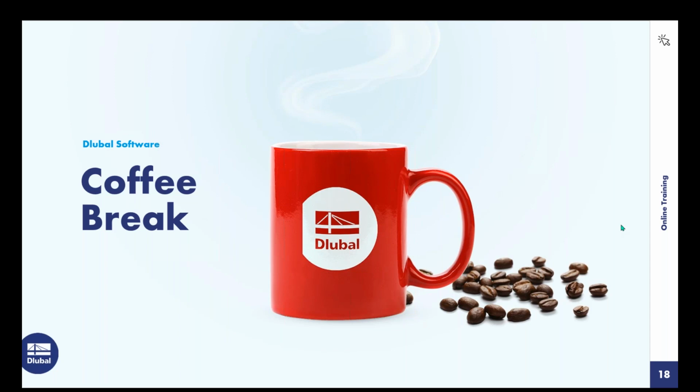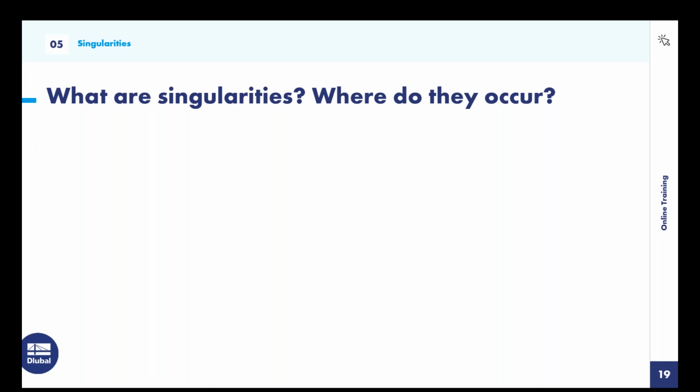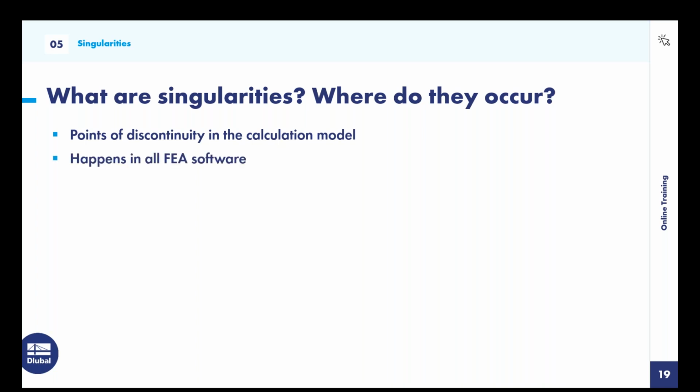All right, so let's resume. So next topic are singularities. So what are singularities and where do they occur? Singularities are points of discontinuity in the calculation model, and this happens in all FEA software.